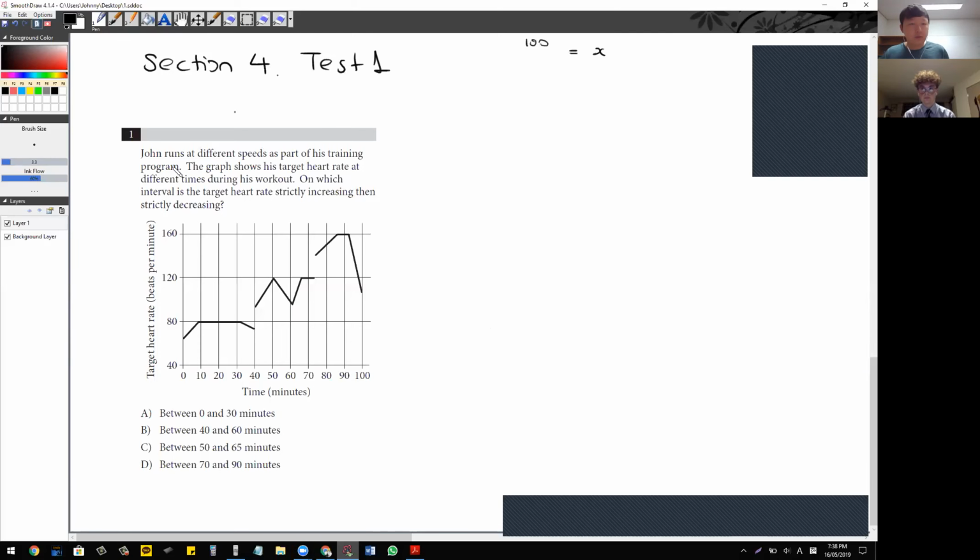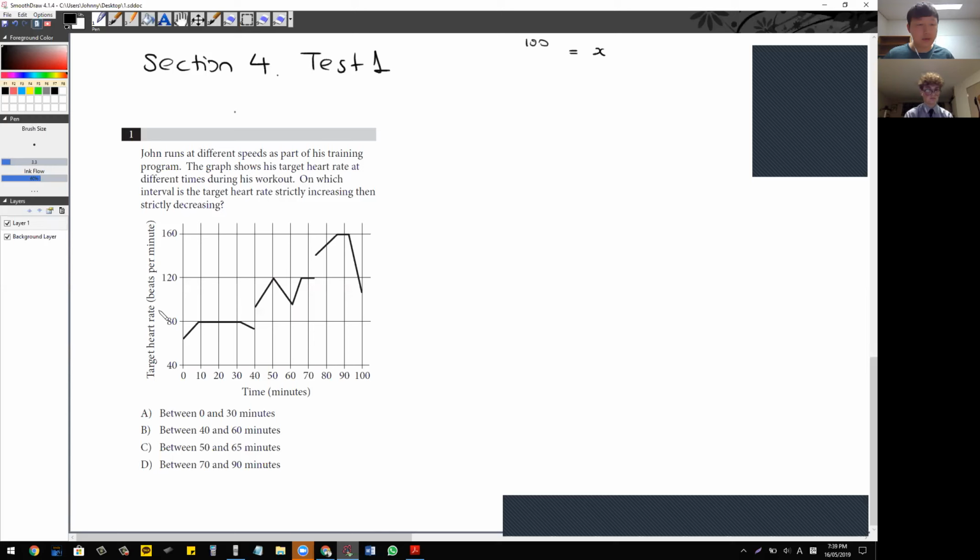Let's take a look at this. John runs at different speeds as part of his training program. The graph shows his target heart rate at different times during his workout. On which interval is the target heart rate strictly increasing, then strictly decreasing?